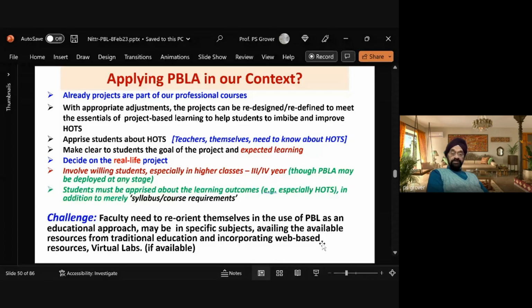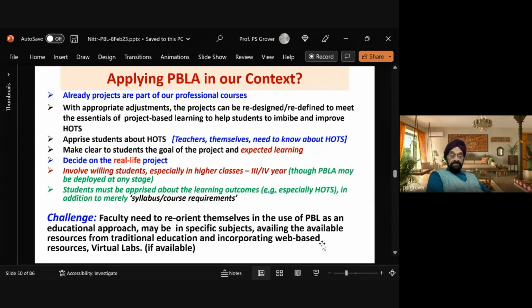Involve willing students, especially in higher classes, third year and fourth year, though PBLA may be deployed at any stage. You can use this at any level, maybe at the first year, second year, whatever it is. But the only thing one has to look at is the standard. A student must be apprised about the learning outcome, especially the higher thinking skill one gets, in addition to merely syllabus and course requirements. Now, simply saying that this is in your course so do it, don't do that. You apprise them about these things.